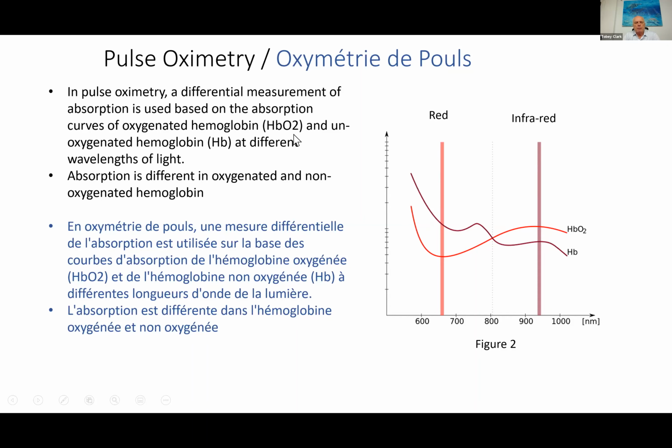So that's kind of the basis of the measurement here, where you take that information. And there's a formula that's used to determine the blood oxygenation from this information about the absorption of light.